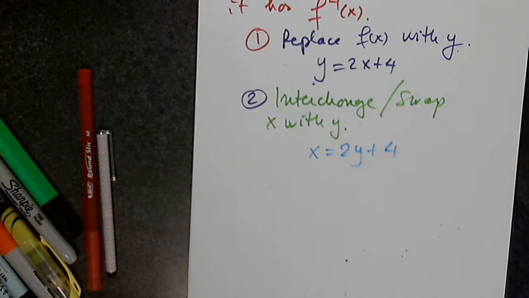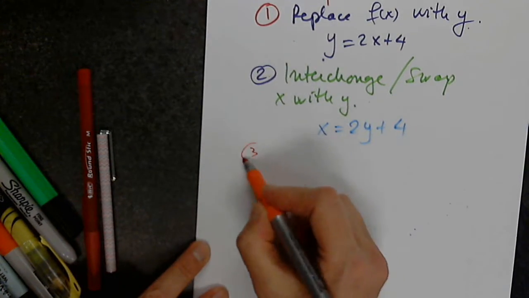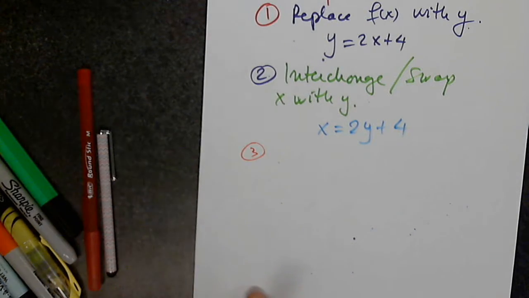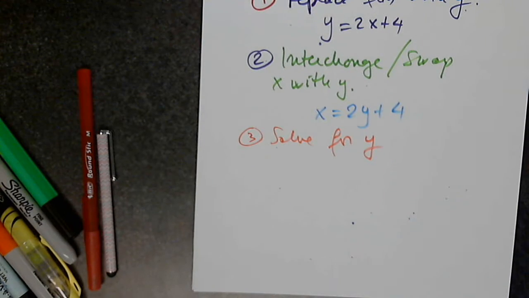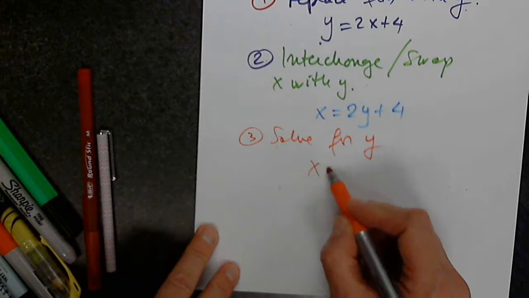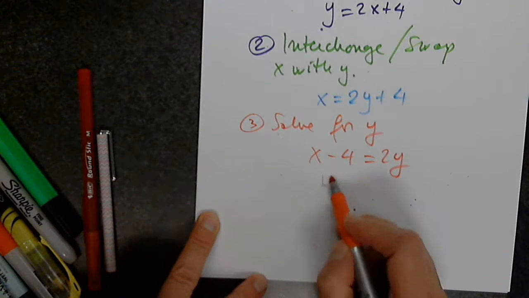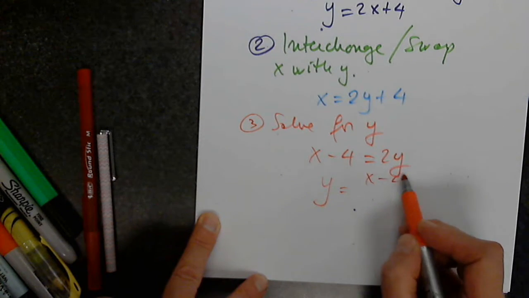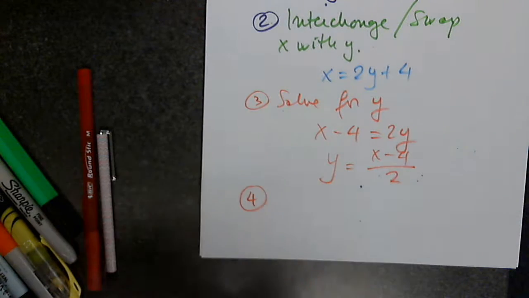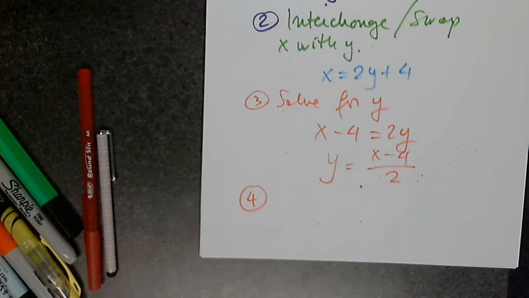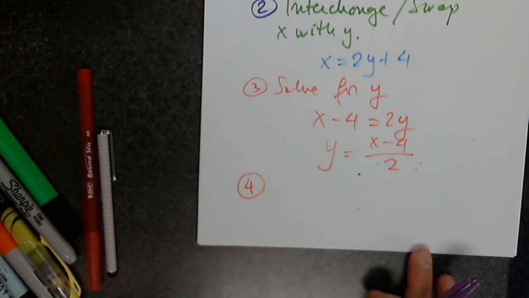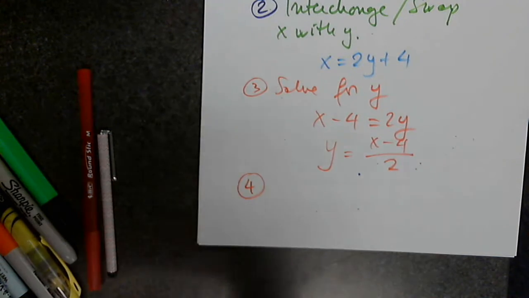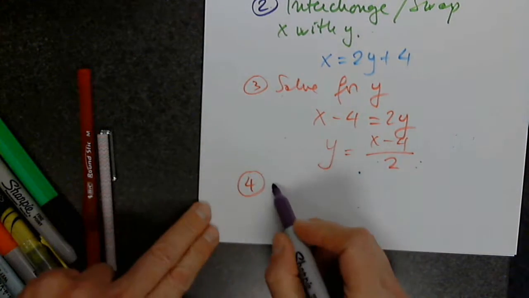In step 3, I have to solve for y. I'm solving for y because now y will become the f inverse. Solve for y. Can anyone solve this for y? First step. Very good. X minus 4 equals 2y. Finally, y equals? Very good. Excellent. In step 4, this is just a formality. I replace the notation y by what? Inverse. It's the inverse. Now this y is f inverse.